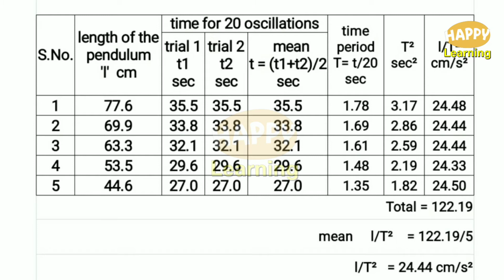Similarly, the experiment is repeated for different lengths. Here 53.5 and then 44.6 are the lengths of the pendulum selected. Then the complete table is filled with proper calculations.